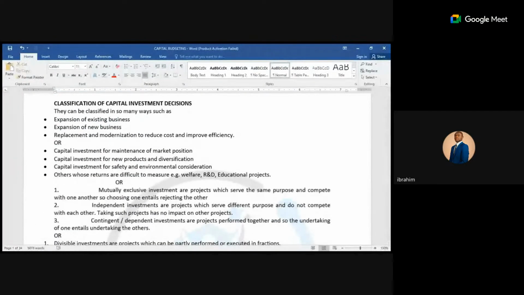Now, another thing you need to know here is the classification of investment decision. Class, as a project finance manager or as a project finance officer, you have projects that are capital in nature. You have different types of decision. We have different classifications of capital investment decision, namely, you can make a capital decision based on expansion of existing business, based on expansion of a new business.